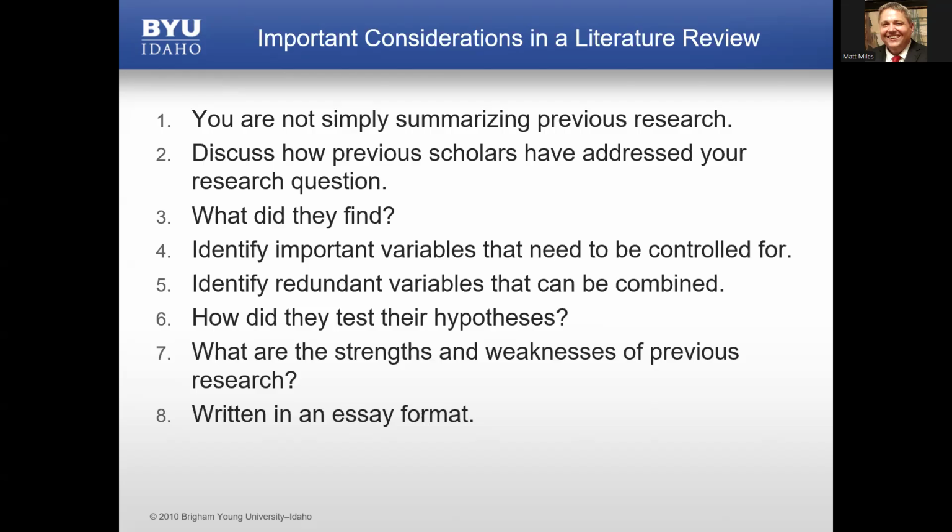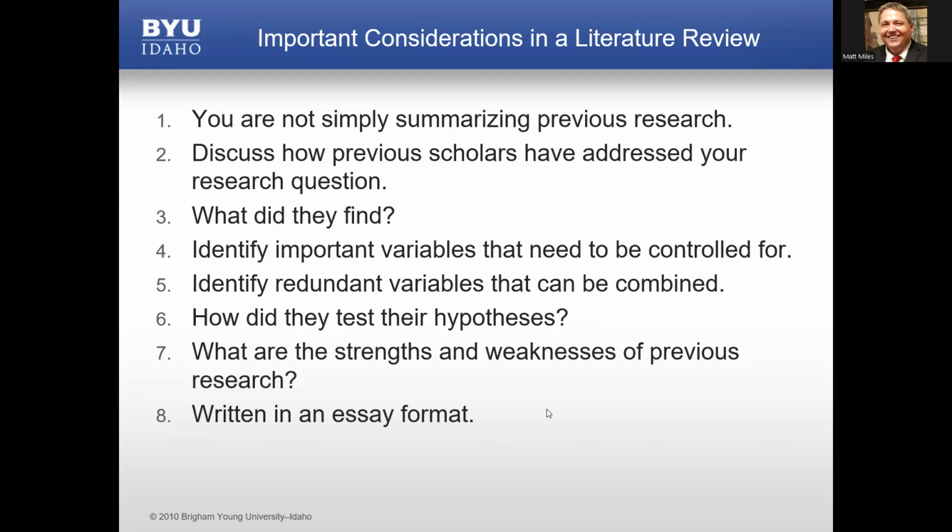So, how do you write your literature review? You're not just summarizing things. You're talking about what has been done in the past, what they found, and what variables need to be controlled for. Maybe there are two variables that are really measuring the same thing, and you say, you know what, these could just be combined. You're looking at how they tested things and the strengths and weaknesses of that previous literature. And this is all written in an essay format where you just pepper in citations.